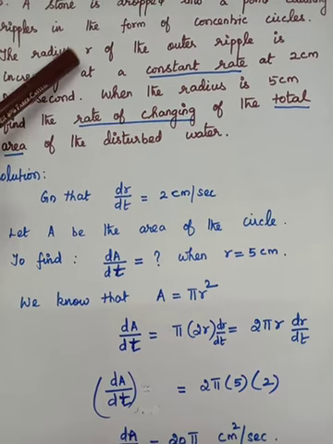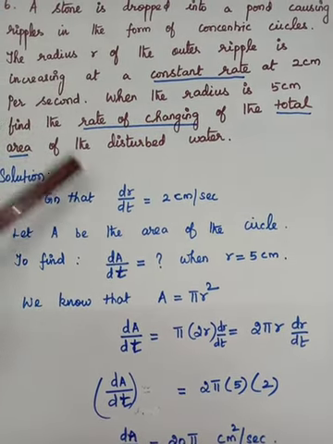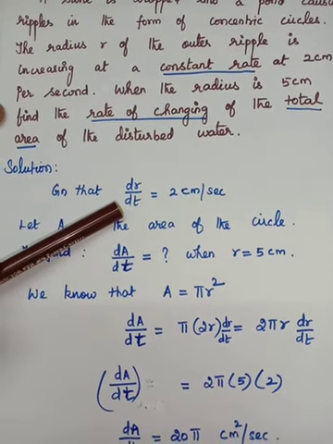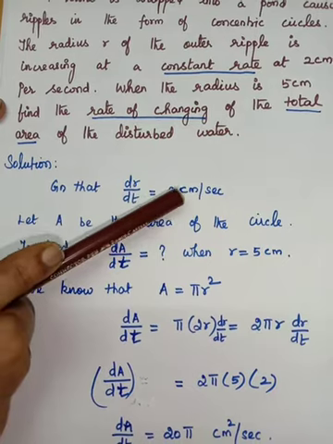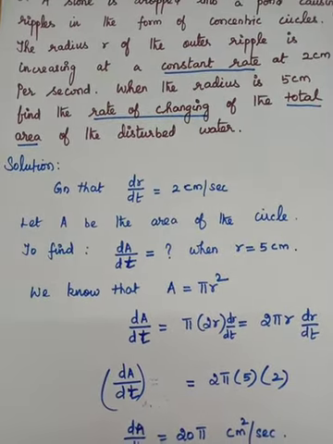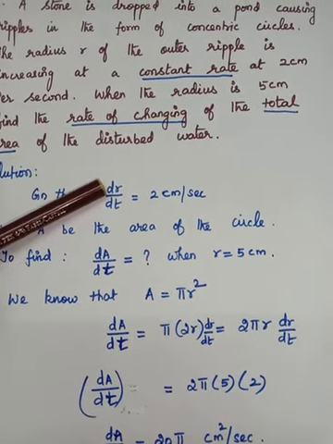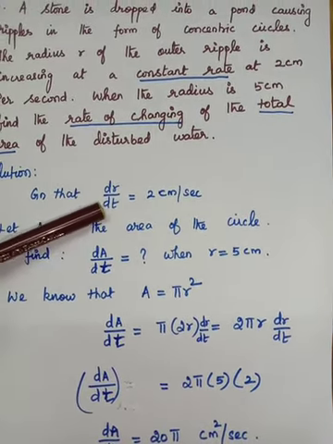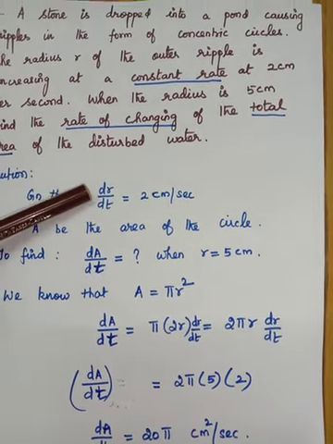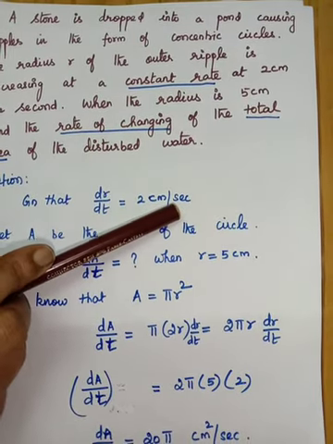So radius, in which variable is it denoted? R. So from the sentence we understood what is given: dr by dt is equal to 2 centimeter per second. So the rate of change of radius with respect to time. The radius is increasing with respect to time. That I have denoted here as dr by dt, equal to 2 centimeter per second.